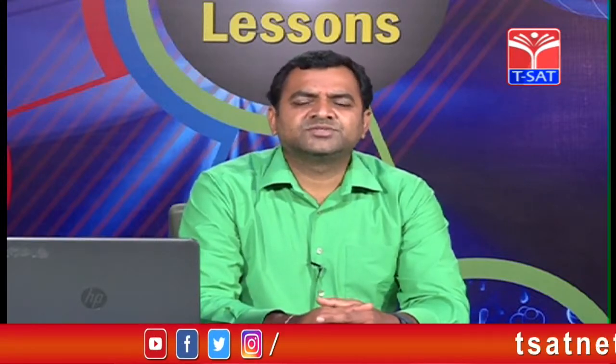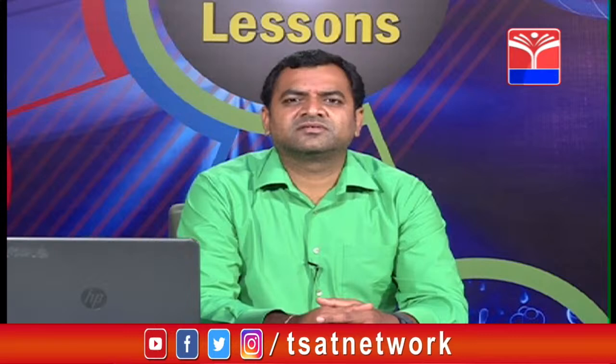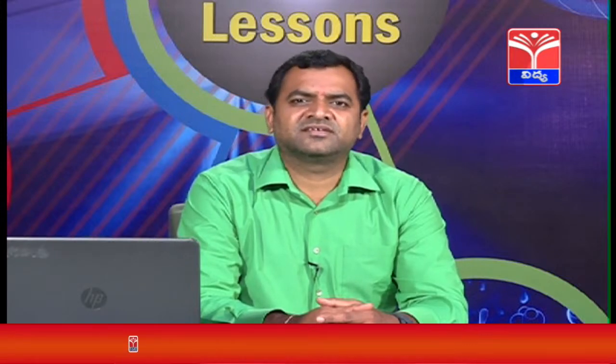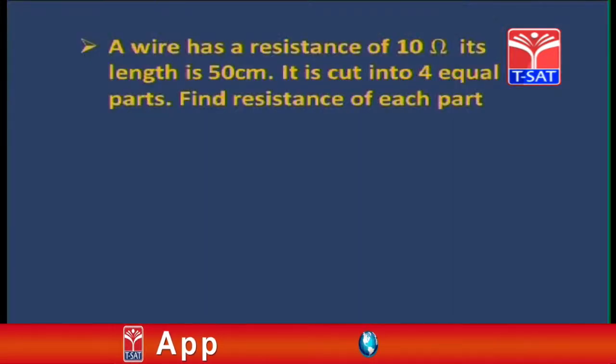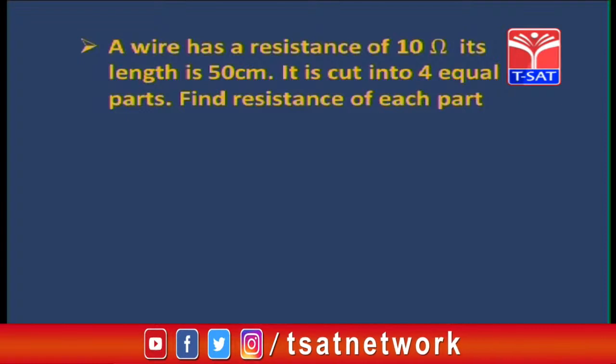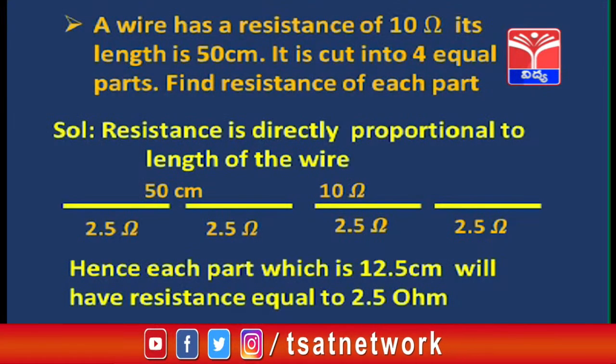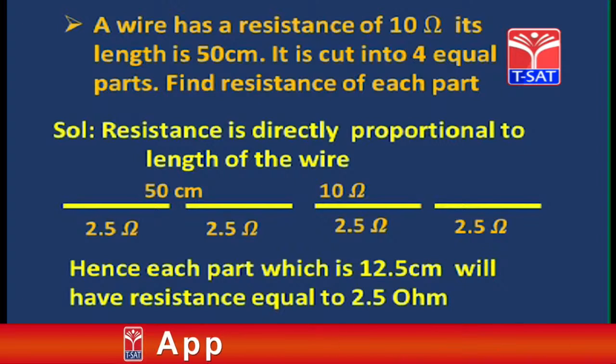Children, let us do some numericals on the specific resistance and resistance. A wire has a resistance of 10 ohm, its length is 50 centimeters. It is cut into 4 equal parts. Find the resistance of each part. Resistance is directly proportional to length, and hence each part, which is 12.5 centimeters, will have resistance equal to 2.5 ohms.